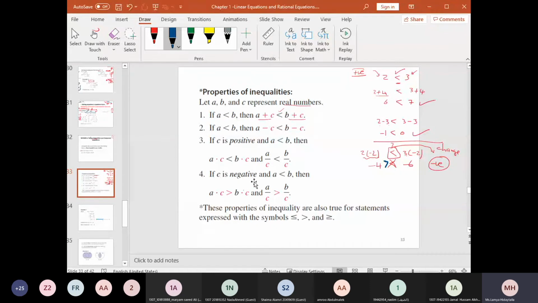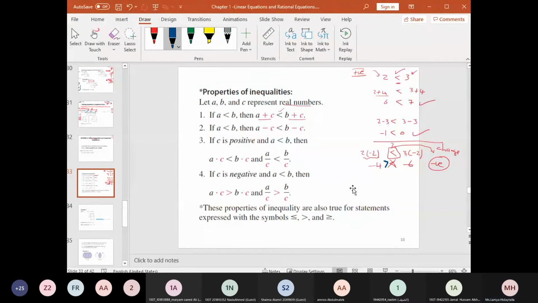But if C is negative, في حالة المultiplication, what will happen? The sign بدل ما كانت less than is going to change to greater than. And also, if I'm dividing over a negative, it is going to be greater than. Clear?